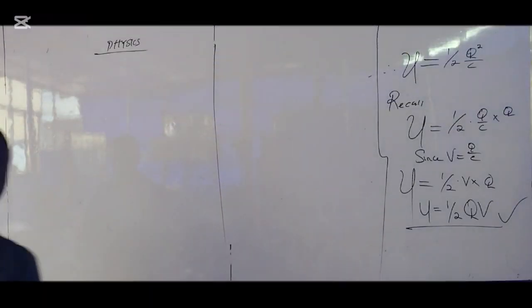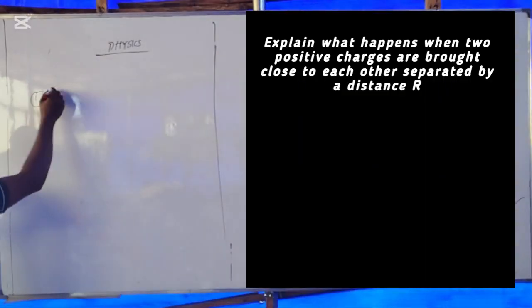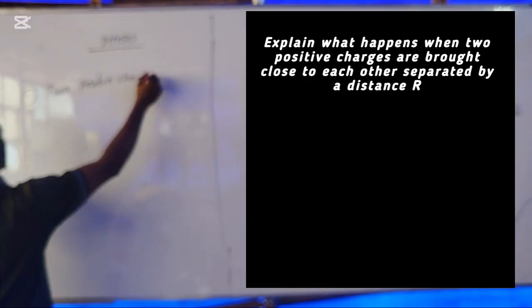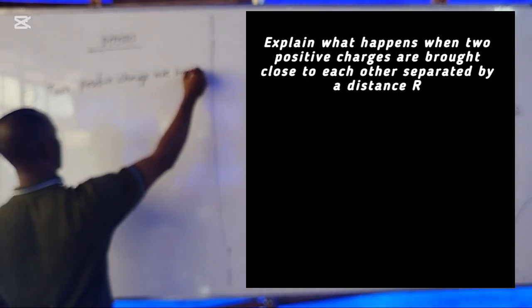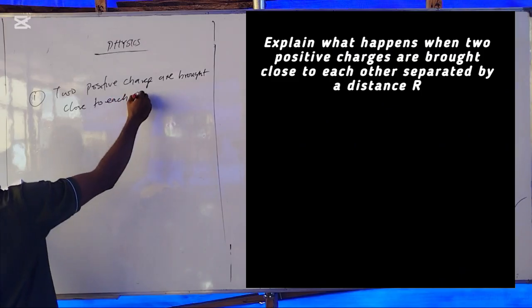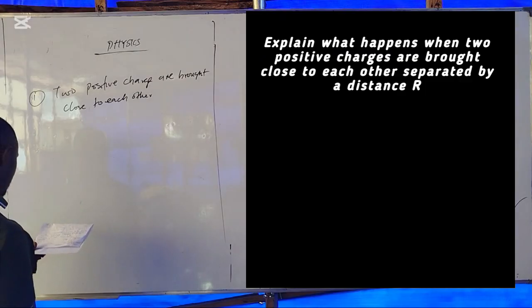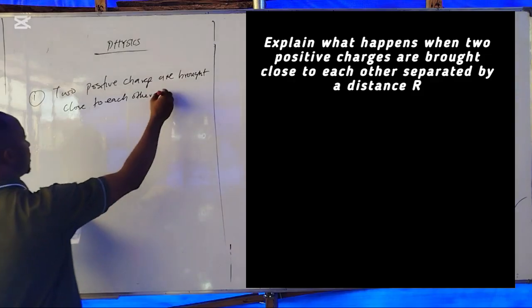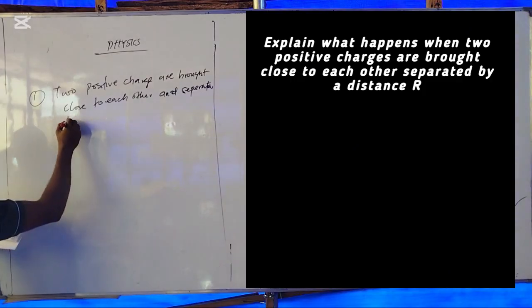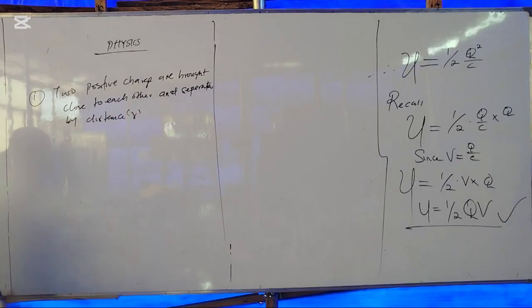The next question, number 5, says, with diagram, explain what happens when, number 1, 2 positive charges are brought close to each other, and separated by distance R, right? Okay. Now, if you look at this now, you'll be a kind of confused.